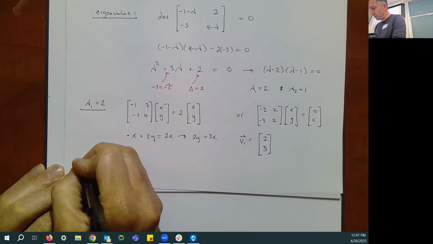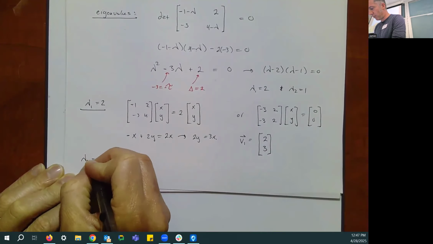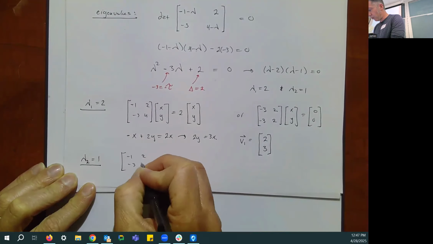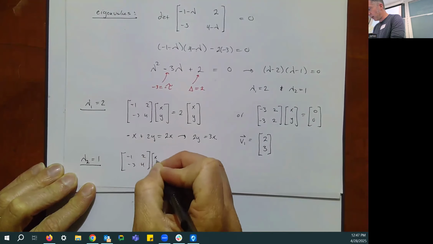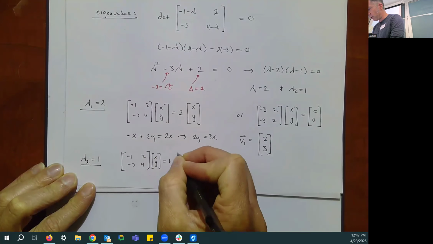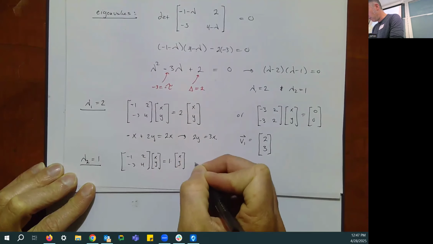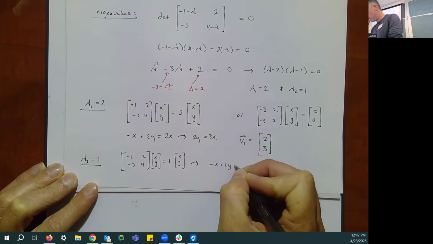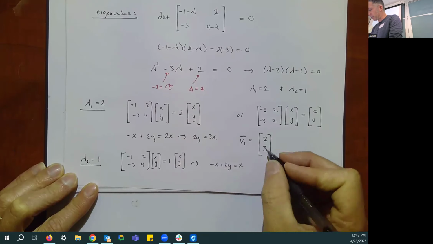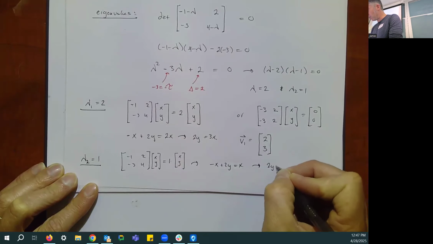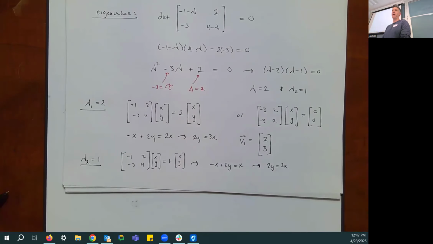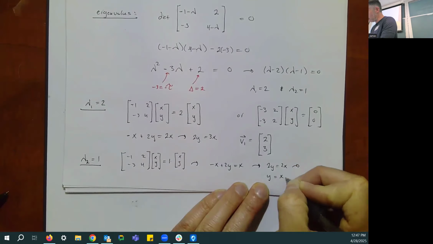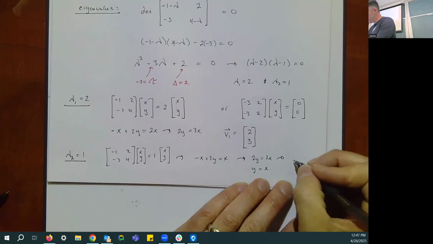Okay, same deal for lambda 2 equal to positive 1. We have [-1, 2; -3, 4] times (x, y) equal to 1 times (x, y). Again, using the first equation, negative x plus 2y equals x. Adding x to both sides, we get 2y equal to 2x. I would reduce both sides to say y equals x. So we end up getting the eigenvector being just (1, 1).